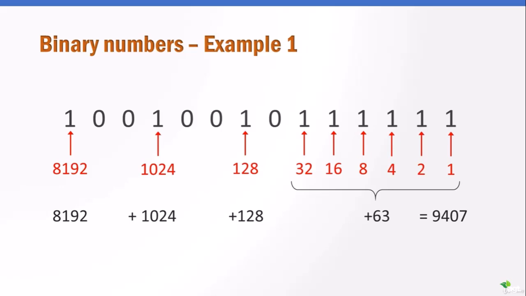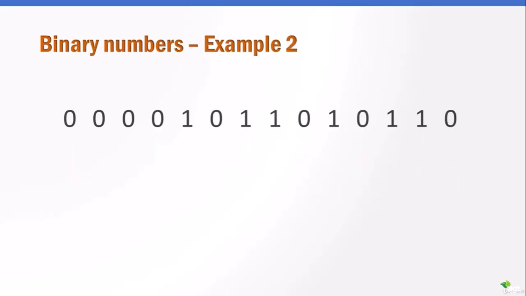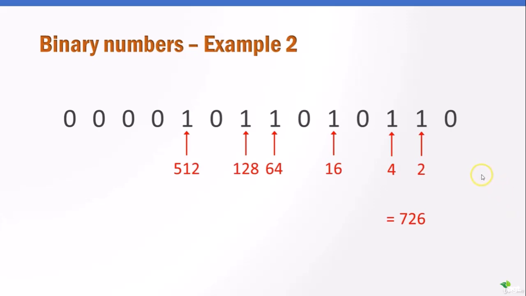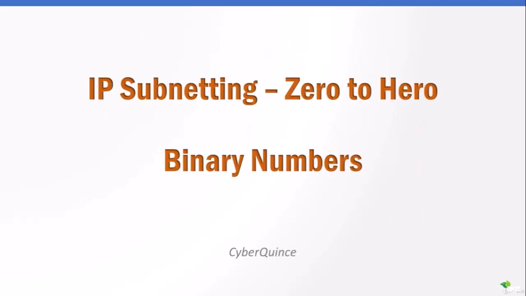But we're going to continue to the next example, which is this. So you can pause this video and try to figure this out on your own because I'm just going to give you the results. Here are the results. Okay, so how we did this, we followed the previous examples and we just looked at the positions of ones and we added all of their values together and we got 726. So if you got that too, you're on the right path. That would be it for this lesson. See you in the next one.